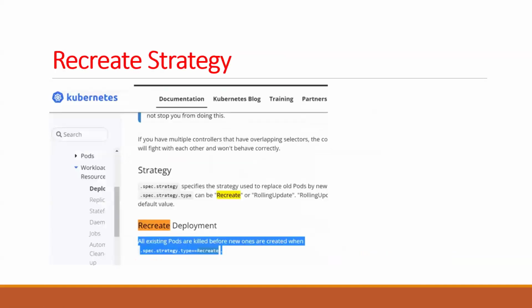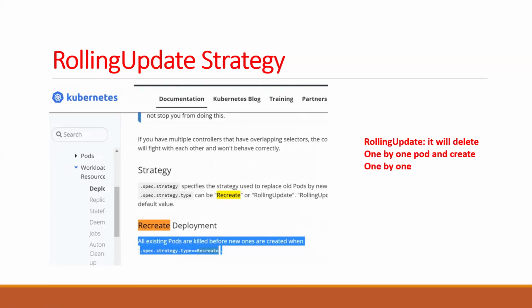So the strategy can be recreate or rolling update. Recreate means all the existing pods are killed before new ones are created. With rolling update, it will delete pods one by one and create them one by one.